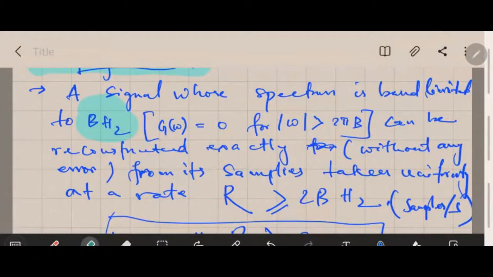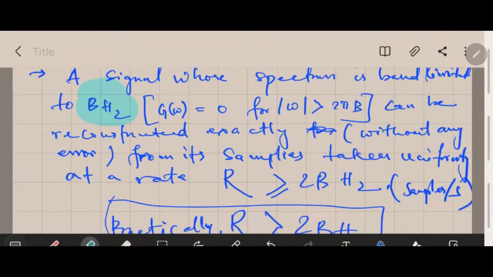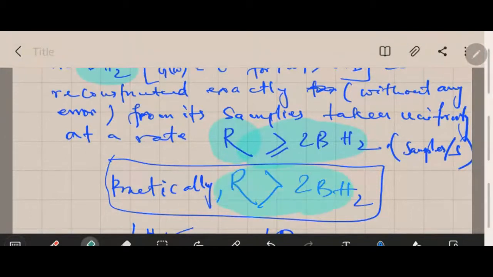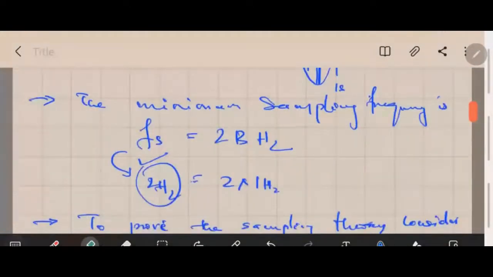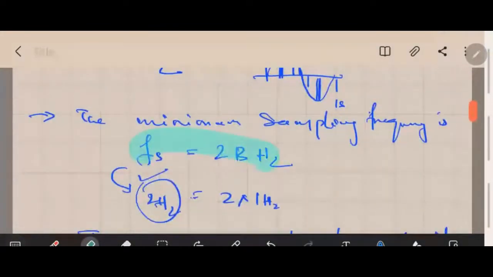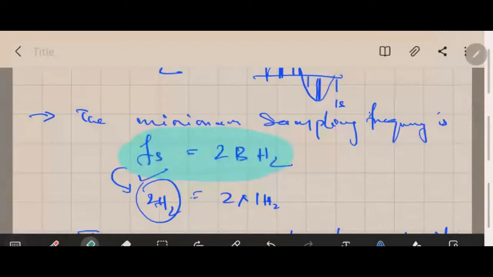exactly without any error from its samples taken uniformly at a rate R, which should be greater than or equal to 2B Hertz. And this is theoretically; practically you should sample a signal at a rate R which should always be greater than 2B Hertz. Okay. Now, why should we take that minimum rate R, or why should we take a minimum sampling frequency fs equal to 2B Hertz?